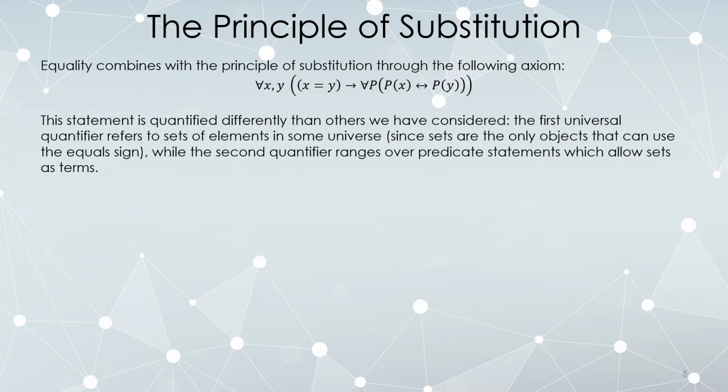So two sets being equal means there's no predicate statement you can form that can tell the sets apart. Any predicate statement you form that talks about sets, if two sets are equal, one of them being true means the other one is true, and one of them being false means the other one is false.